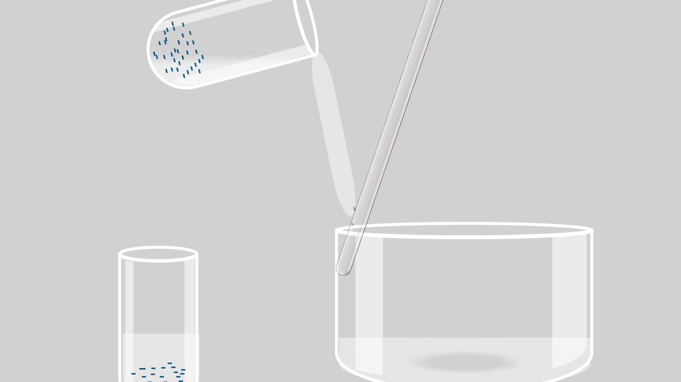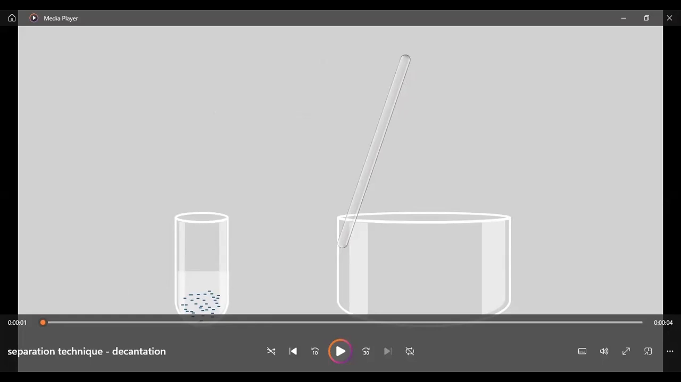You can see this test tube here contains a mixture of a substance that does not dissolve in this solvent, or in this liquid. Now, when you leave it standing for some time, because the solid does not dissolve in the solvent, it will form a distinct layer. The liquid will be on top of the test tube.